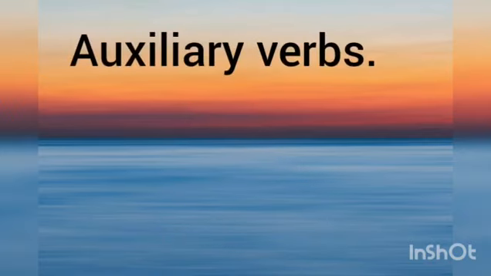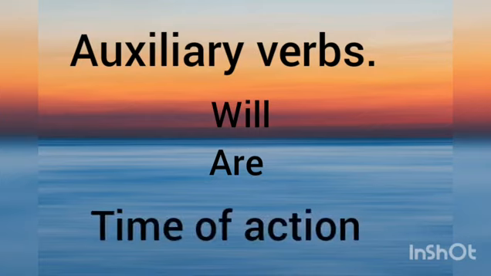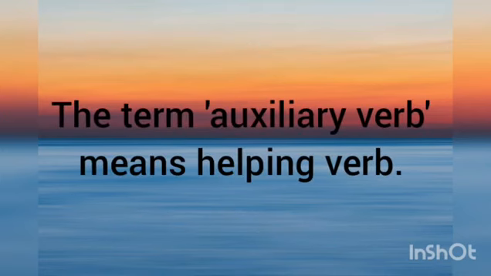And the auxiliary verbs are will, and in the second sentence, are. It denotes the time of action. So we can say this is an auxiliary verb. So what I told, auxiliary verb means helping verb. They are usually used with the main verbs to show tense, etc. And to form questions and negatives also it is used.